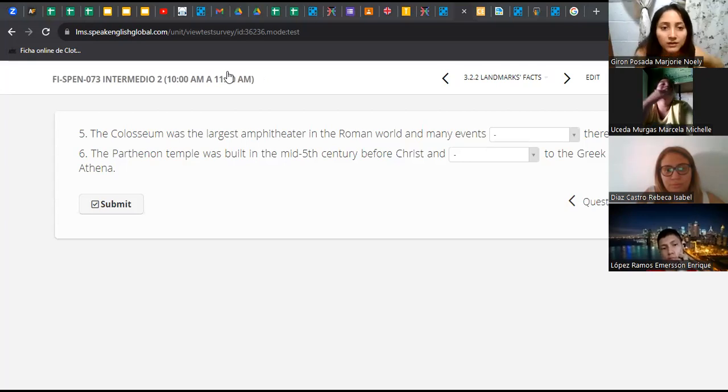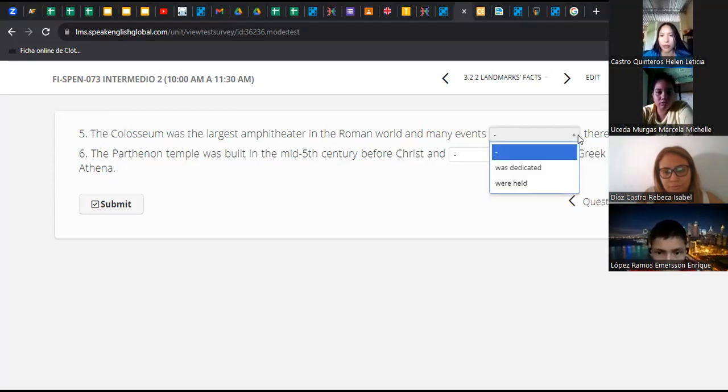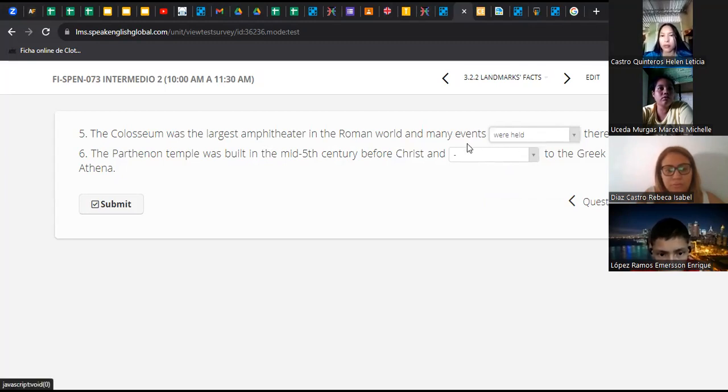The Colosseum was the largest amphitheater in the Roman world, and many events were held there. All right, very good. Okay, what do you think, guys? Do you agree? Were held? Is that okay? Yes, it is okay, all right? Because it is plural, events. So this one is the largest. Largest. Yeah, largest. Very good.